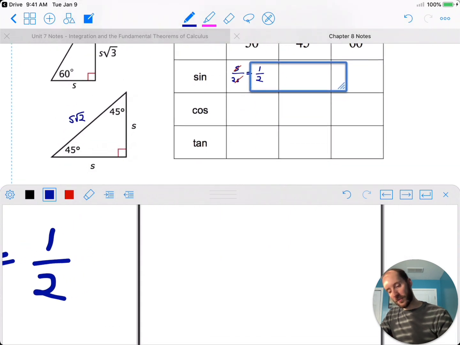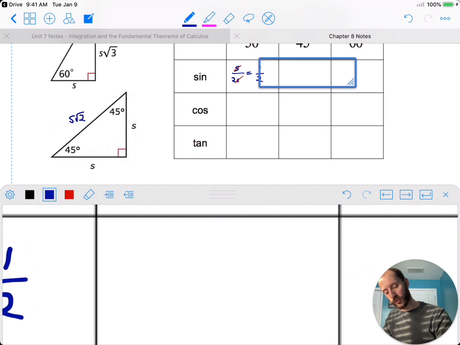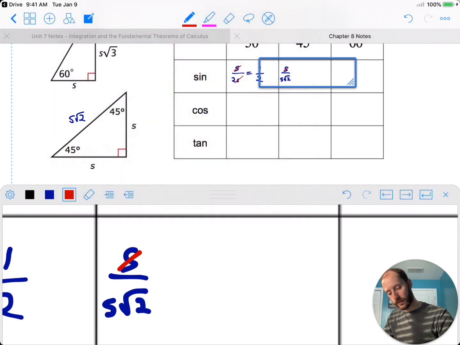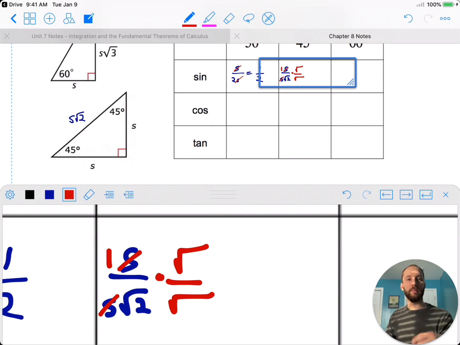Sine of 45 degrees: opposite over hypotenuse, so s over s root 2. Now of course the s's cancel out again, so you have 1 over root 2. But we can't have a square root in the denominator. We gotta rationalize the denominator. So remembering back to Algebra 1, we gotta multiply the top and the bottom by root 2.